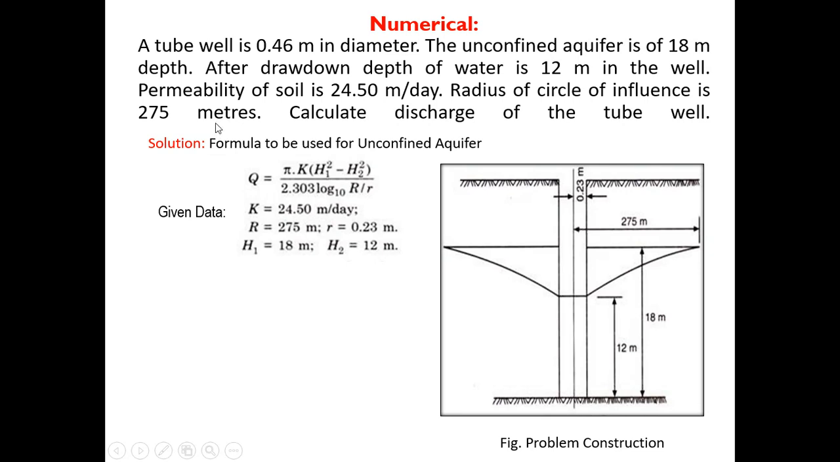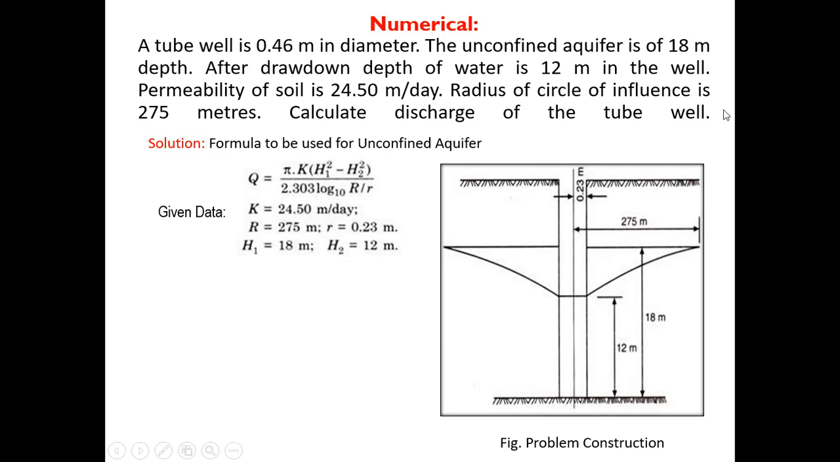So this is the data given for unconfined aquifer. From this given data, we can construct a diagram or figure. So what is given? A tube well of 0.46 meter diameter. So this is a tube well of 0.46 meter diameter, so radius of the well will be 0.23 meter, half of this.